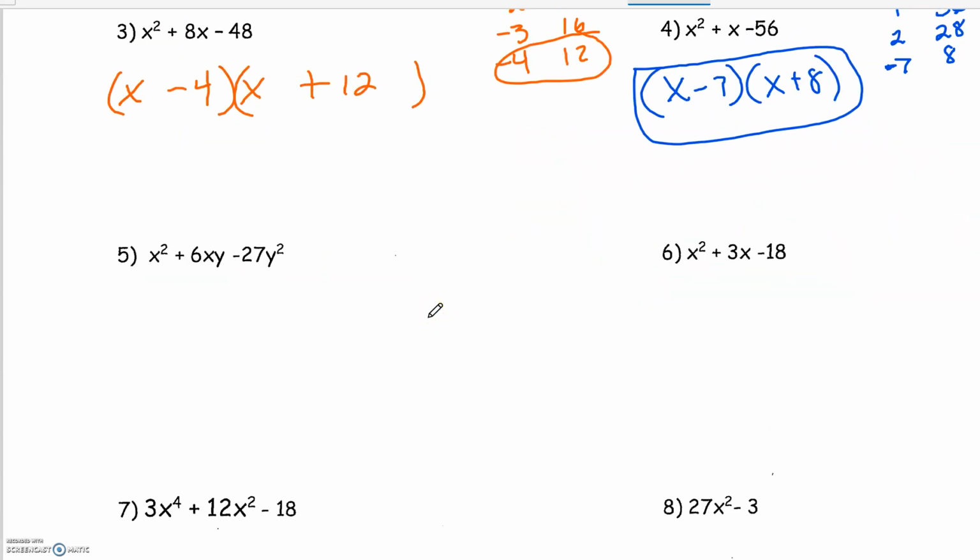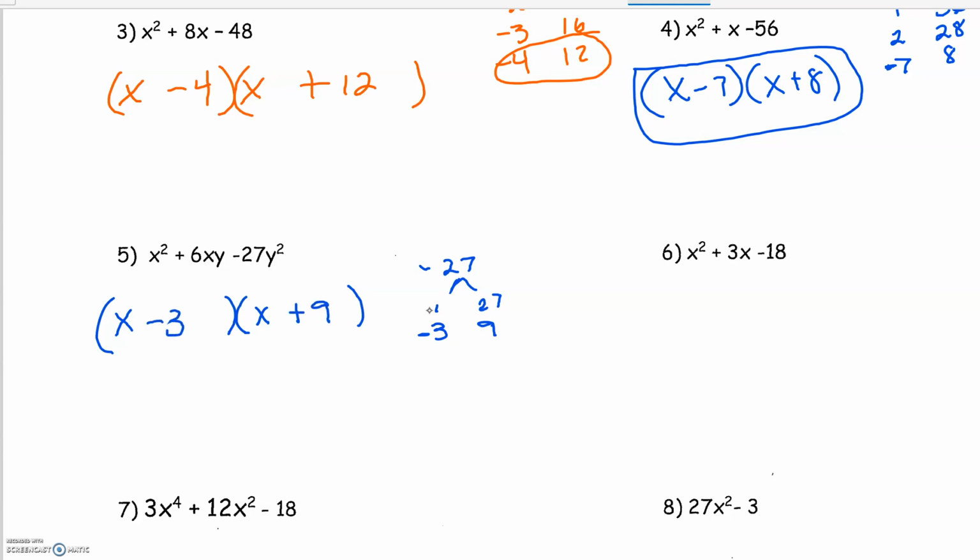All right, so down here, let's take a look. We have something very, very similar to our other problems. We're still going to look at negative 27 and how it's going to add to get 6. So 1 and 27, 3 and 9, that could get 6 if I made the 3 negative. And yep, negative 27, that would multiply. So now I'm going to do x and x just like I had before, and then I'm going to do my negative 3 and plus 9.